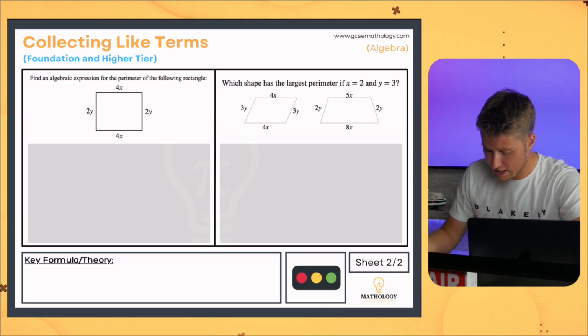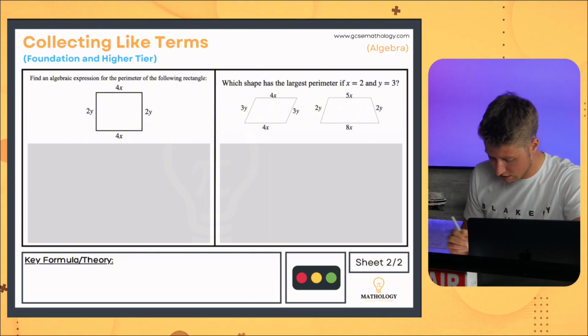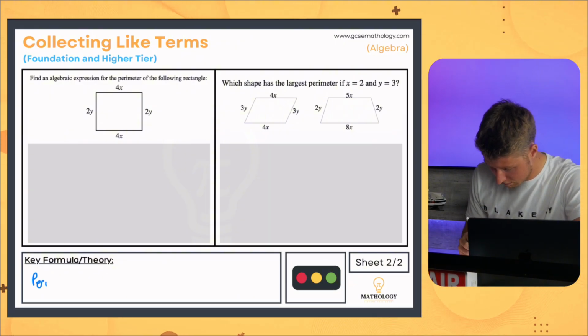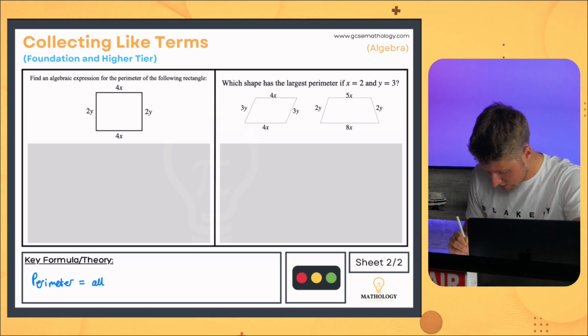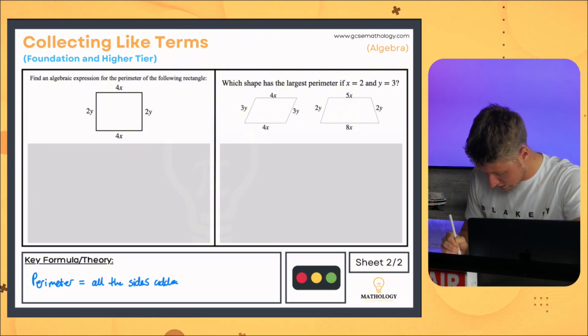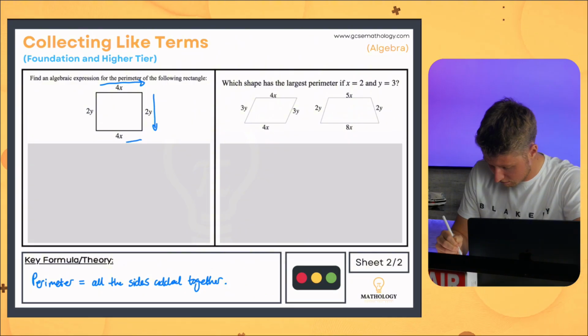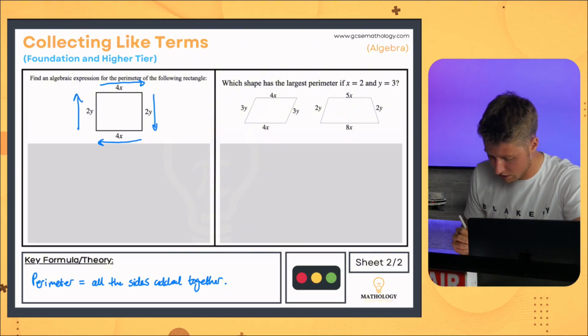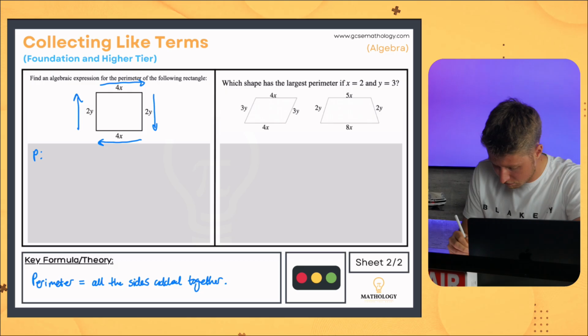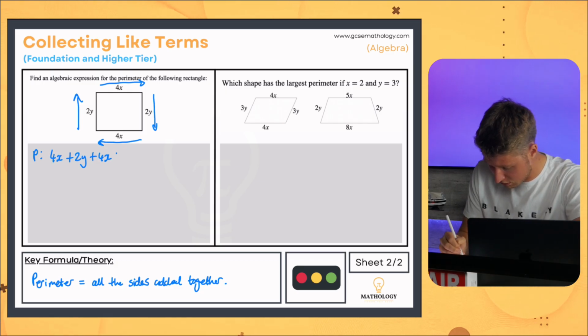Question 3 says find an algebraic expression for the perimeter of the following rectangle. So some key theory here: perimeter is equal to all of the sides added together. So that means 4x plus 2y plus 4x plus 2y will be the perimeter. Writing that as an expression, we've got 4x plus 2y plus 4x plus 2y.